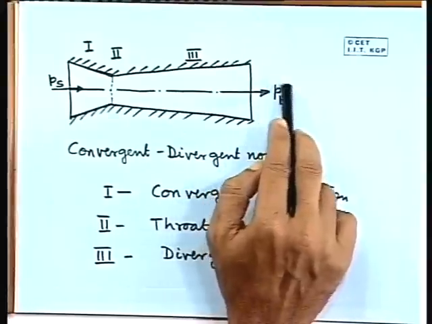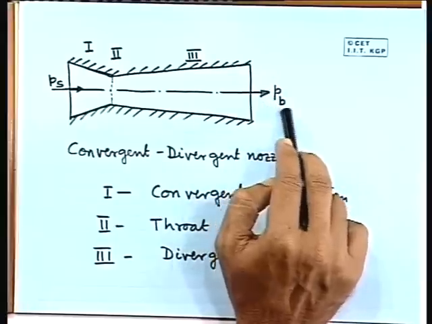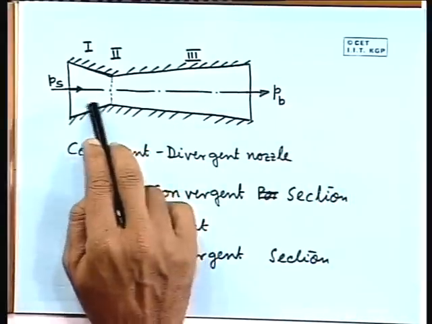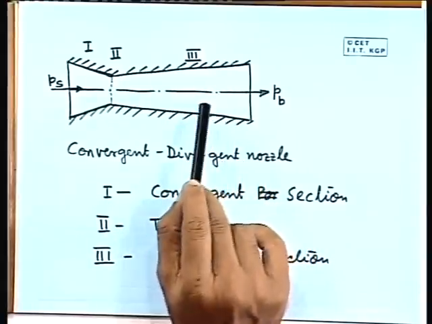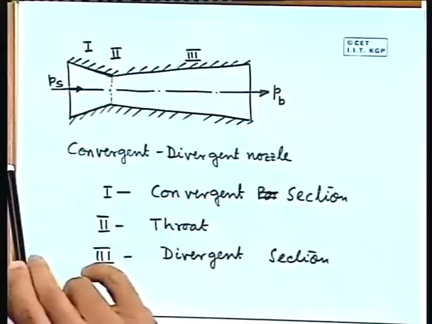Now, this will continue as we go on decreasing back pressure. So, the throat velocity will go on increasing. At one point, it will be equal to the velocity of sound. Once it is equal to the velocity of sound, whatever decrease you may do in PB, whatever smaller may be the value of PB, no change will occur in the convergent section of the nozzle. So, in the convergent section of the nozzle, you will not have any change, but then you can find some unique changes in the divergent section of the nozzle.